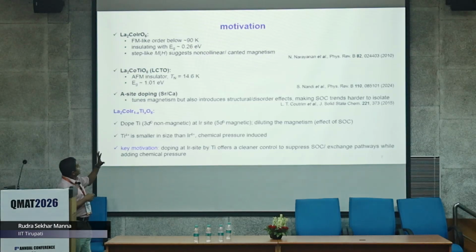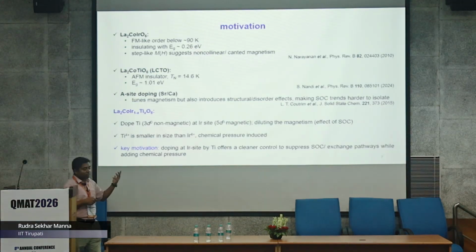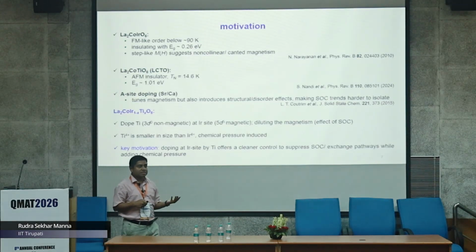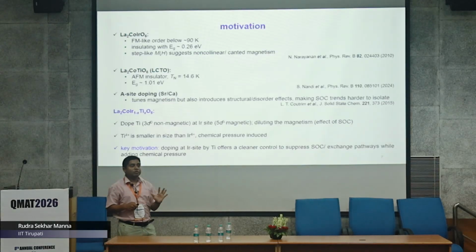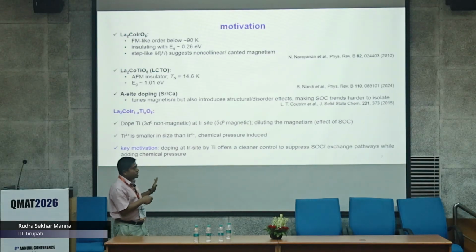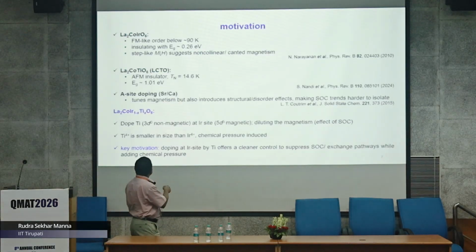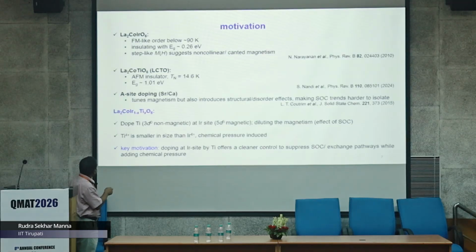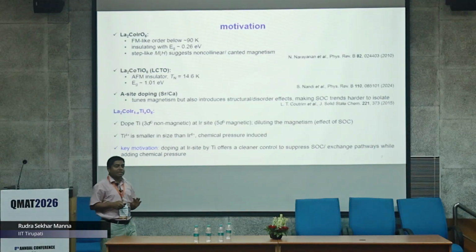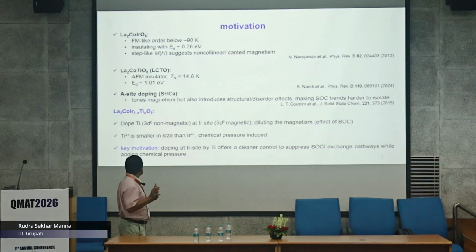So at one end of the system you have a ferromagnet or ferromagnetic-like structure, and at the other end you have an antiferromagnet with a little bit higher gap. Now, if you can dope the system, especially if you dope the titanium at the iridium site, how do the magnetism and the transport properties evolve? So that is the background.